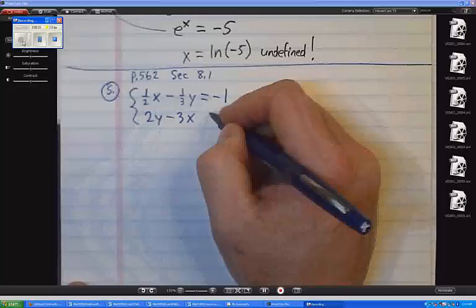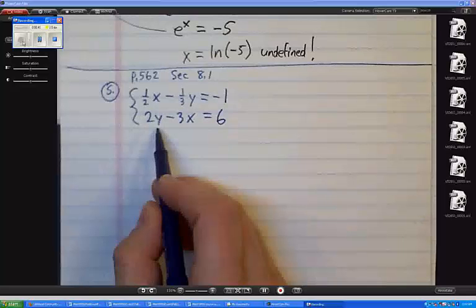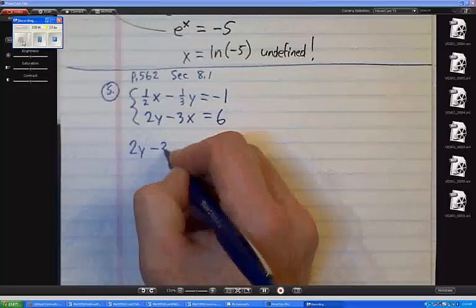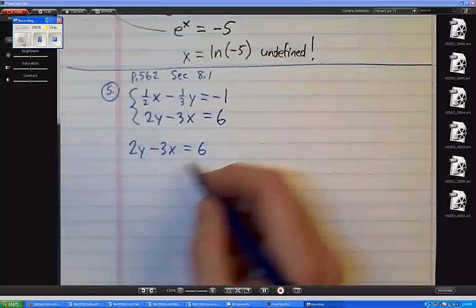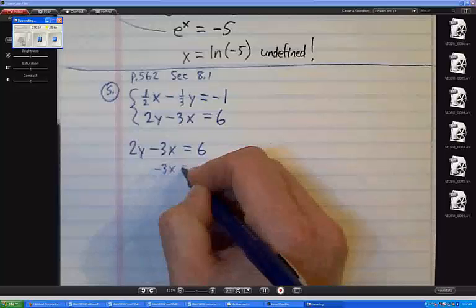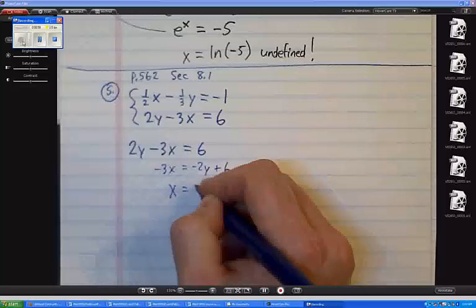Which one did you go for when you said you're going to isolate it? I started with 2y minus 3x. And you solve for that y? Yes, I actually solved for x. Oh, you solve for x, okay. 2y minus 3x equals 6. And you solve for that x. So we got -3x is -2y plus 6. And so x is positive 2/3 y minus 2.